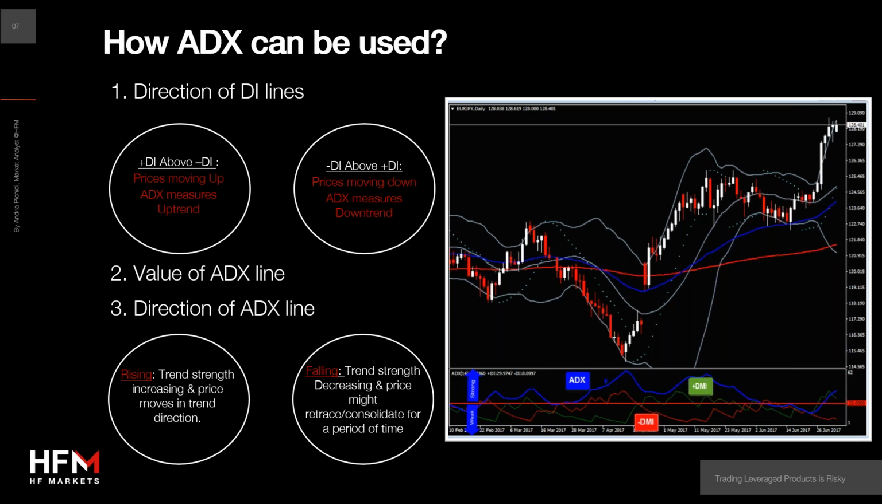As I said, the green one is the plus DMI. The red one is the minus DMI. So what does it mean if the green is above the red? If the green is above the red, then this means that the bulls have the directional edge. So bulls are in control, guys. Bulls are in control. This is what it means.